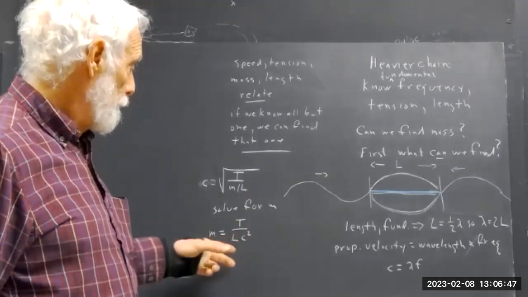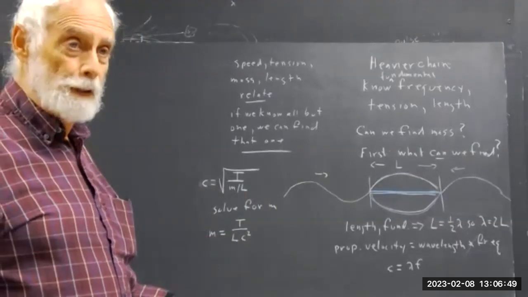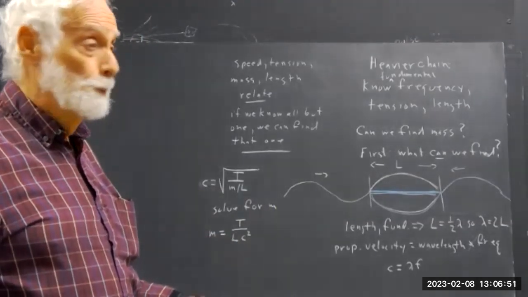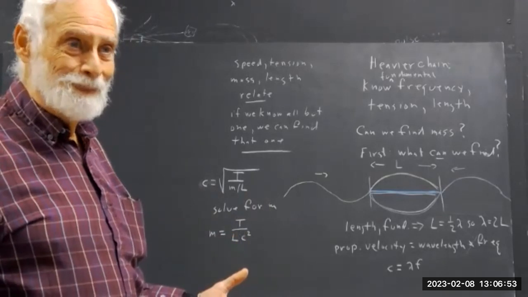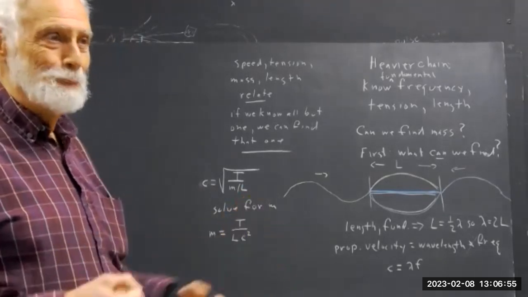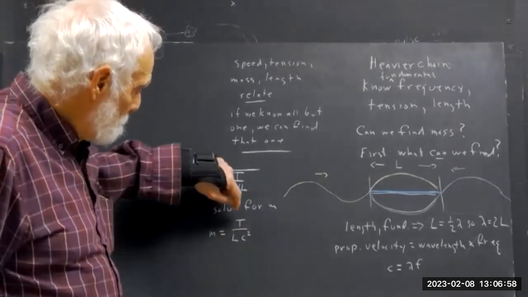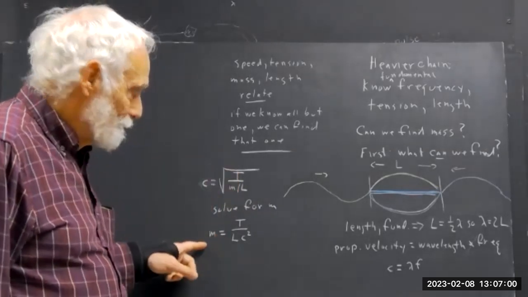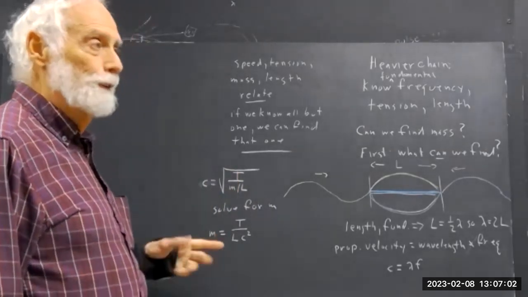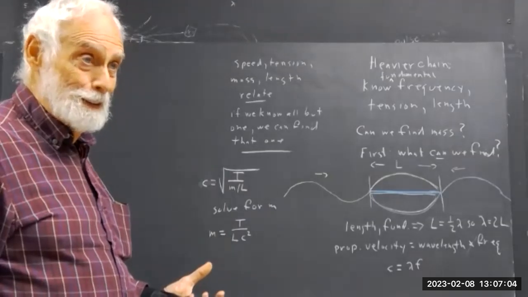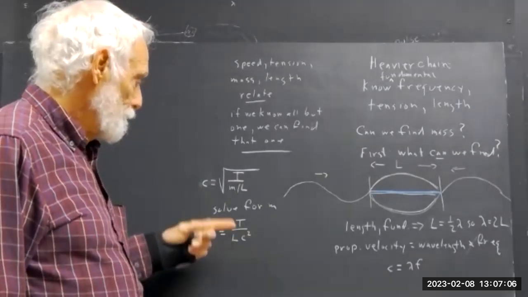If we find the chain has a mass of 500 kilograms, it just means we're all a lot stronger than we thought we were. We had no trouble manipulating that chain. So if we come up with 500 kilograms or something like that, we know that something's wrong with our calculation.